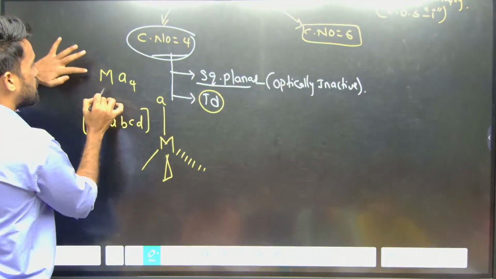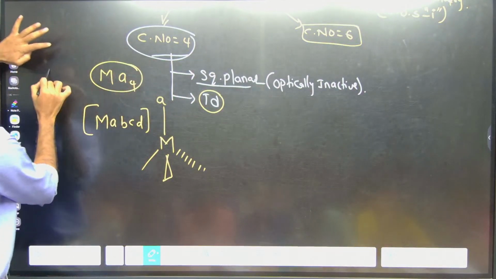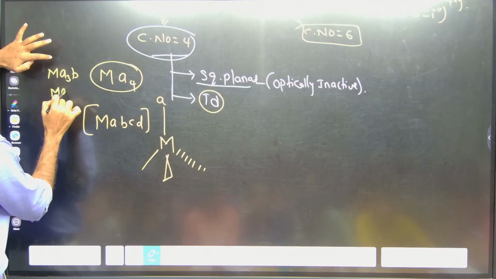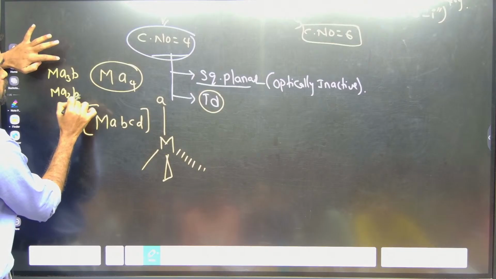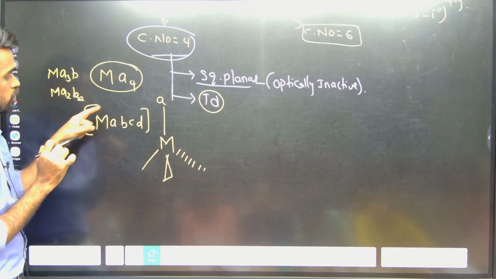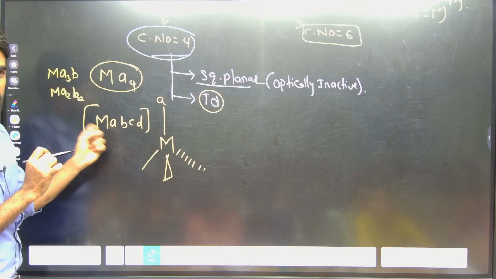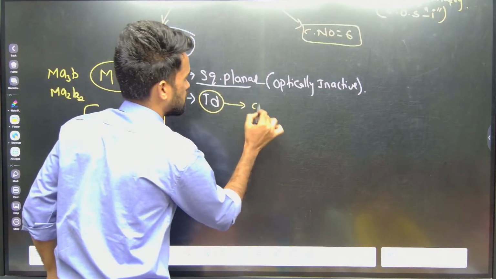If it is like this, then tetrahedral geometry shows what? Optically active. In all other cases, for example MA3B type and MA2B2 type, all these are optically inactive only. So which type of isomer is optically active in tetrahedral case? MABCD type. So it is optically active.